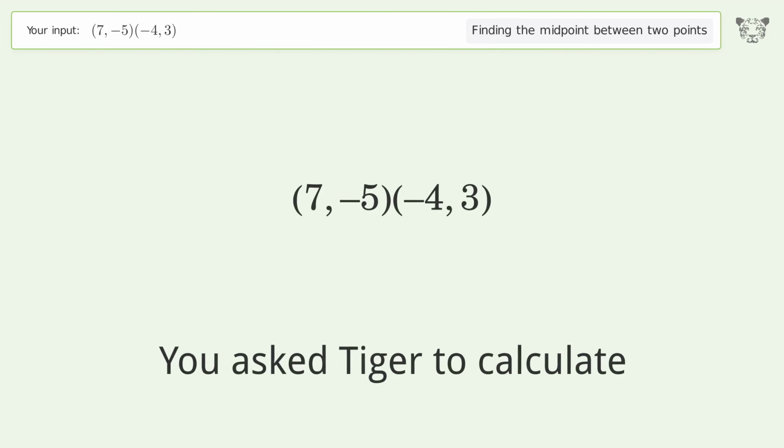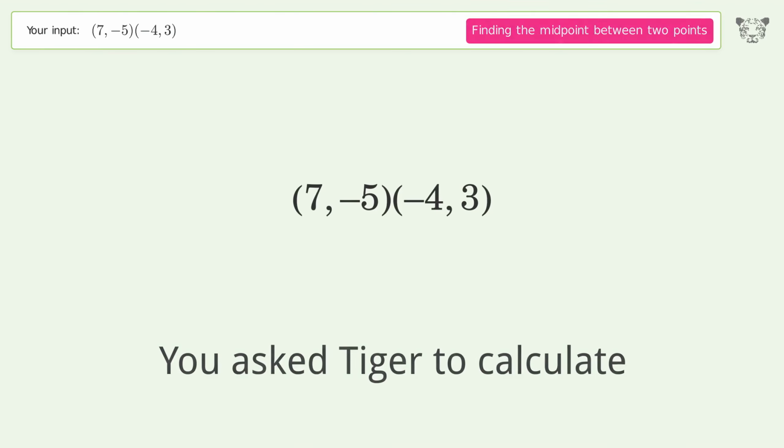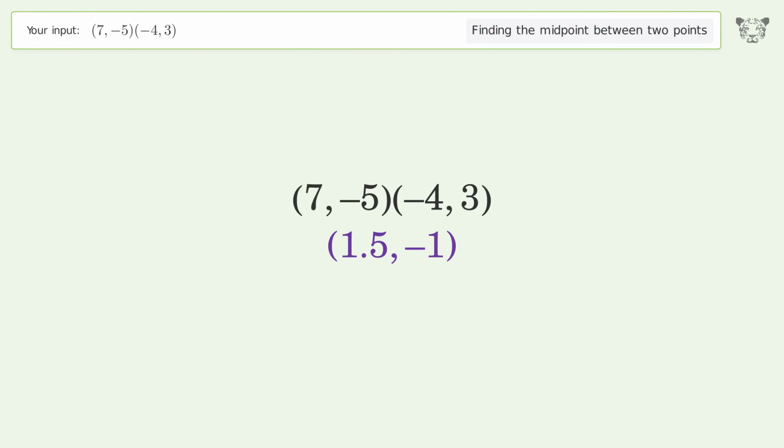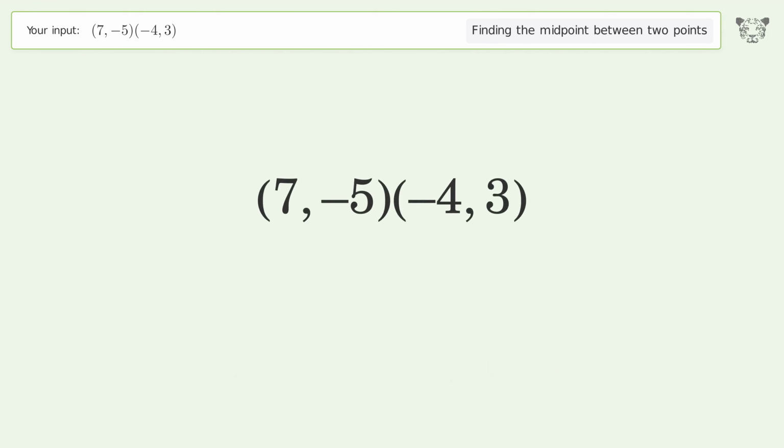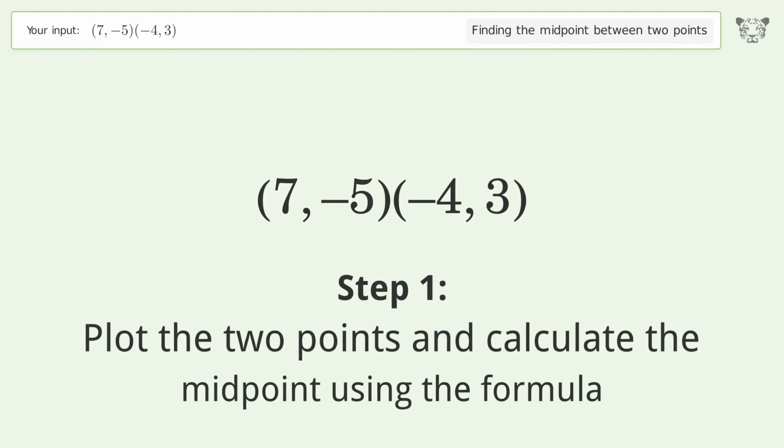You ask Tiger to calculate. This deals with finding the midpoint between 2 points. The midpoint between the 2 points is 1.5, -1. Let's solve it step by step. Plot the 2 points and calculate the midpoint using the formula.